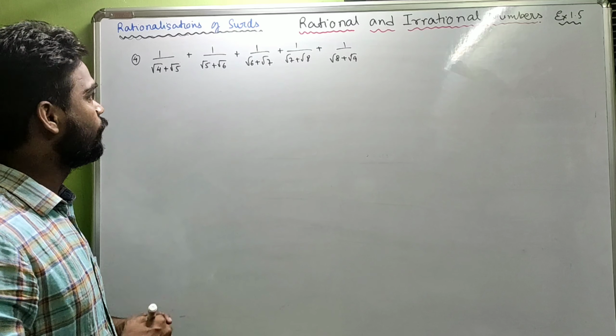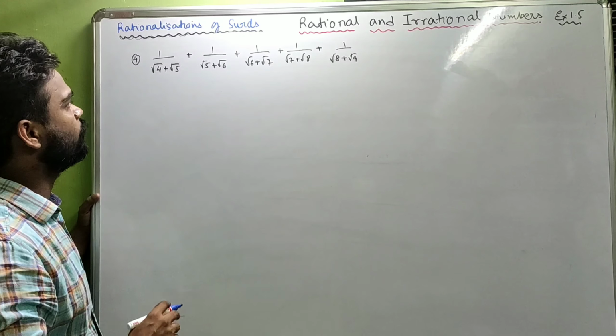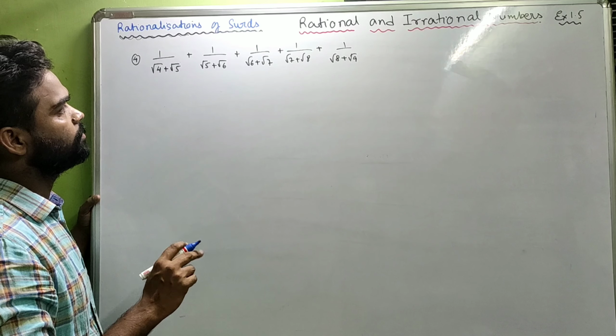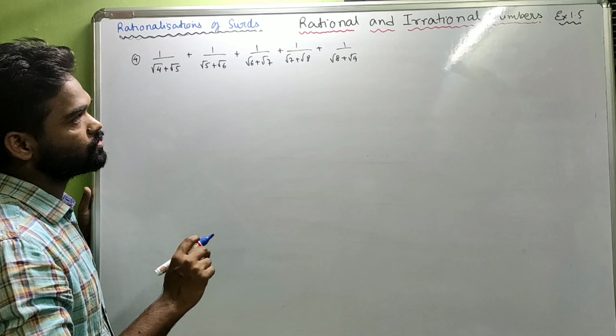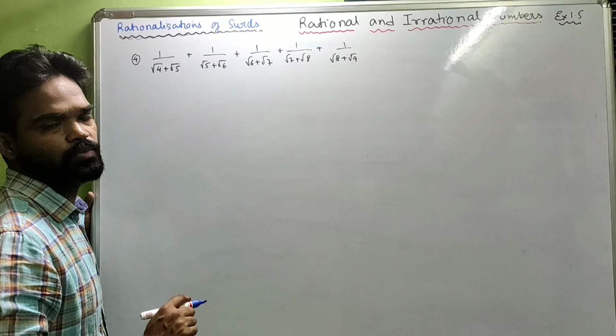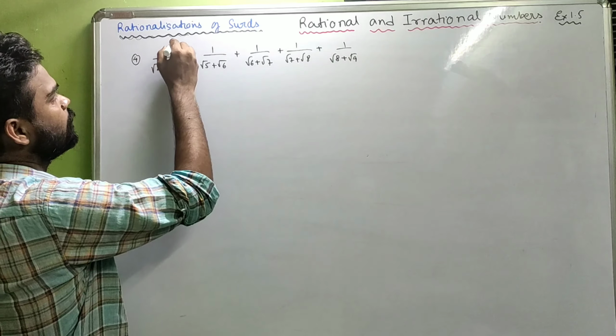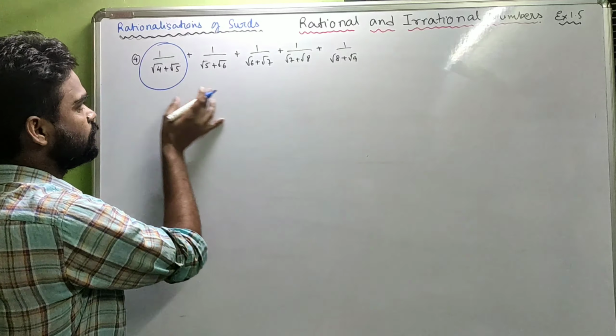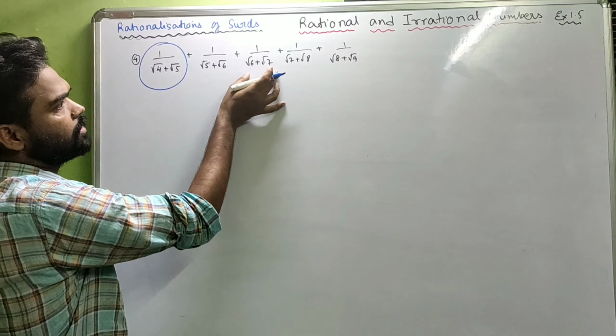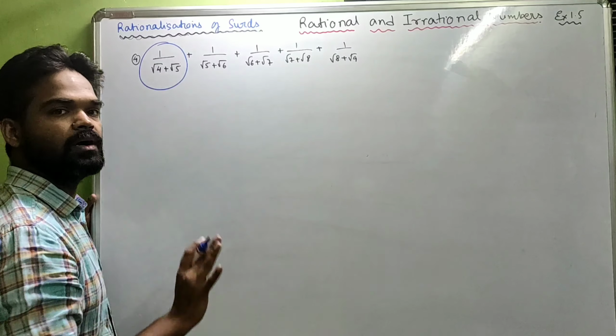Now look at sum number 4. Very interesting. Simplify 1 by root 4 plus root 5, plus 1 by root 5 plus root 6, plus 1 by root 6 plus root 7, plus 1 by root 7 plus root 8, plus 1 by root 8 plus root 9. Very easy. What I'll do, I'll rationalize this because there's a pattern. They're following a pattern. So if I know the solution of this, definitely I can predict the solution of the others.